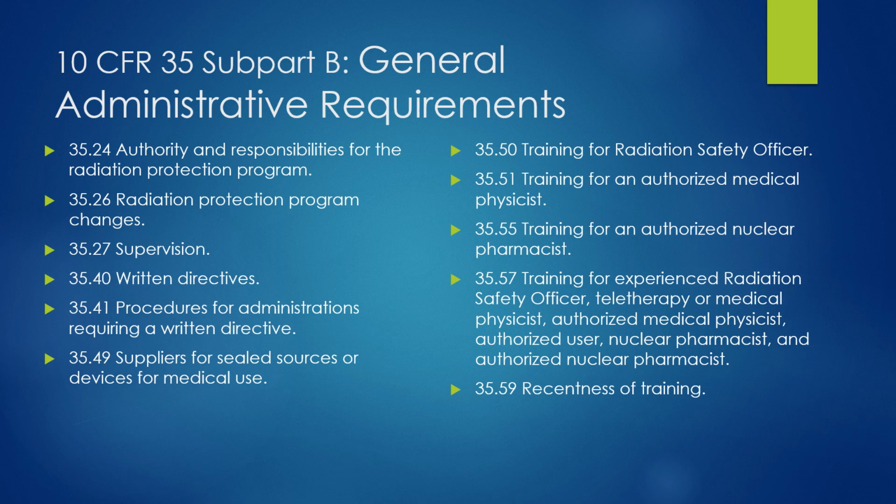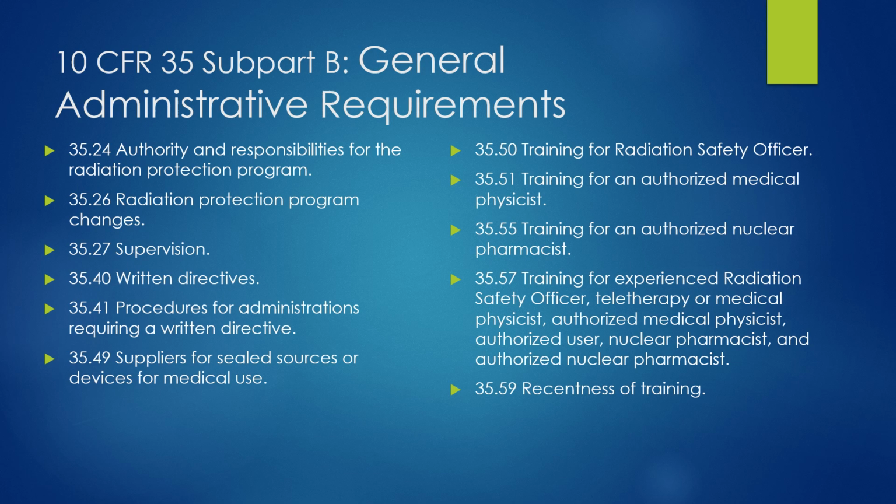35.50 and 35.51 and 35.55 kind of go together as well, as does 35.57. Well, all of those do. 35.59 does as well. All that has to do with training. So the first one is training for the radiation safety officer. It details who's qualified to become a radiation safety officer. The next one is who's trained to be the authorized medical physicist. The next one is training and qualifications for the nuclear pharmacist. And then that last training is training for experienced radiation safety officer, teletherapy medical physicist, authorized users, nuclear pharmacist, and authorized nuclear pharmacist. So all of that has to do with qualifications, training, and then that last one there is how recently the training could be done.